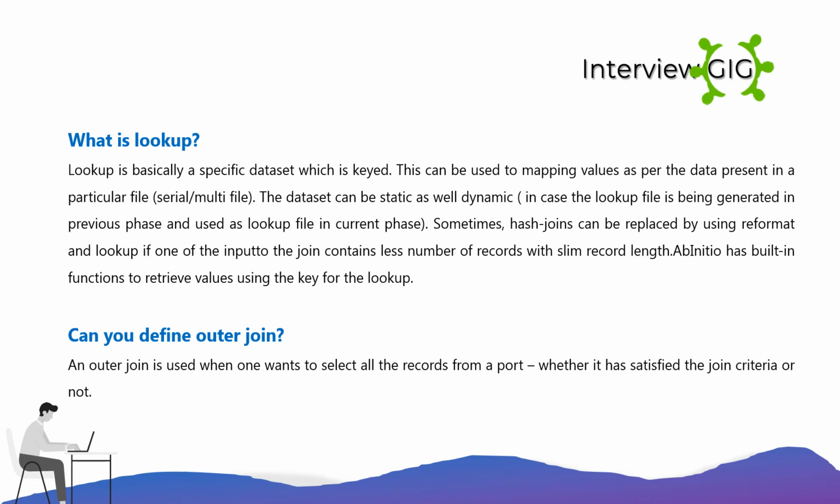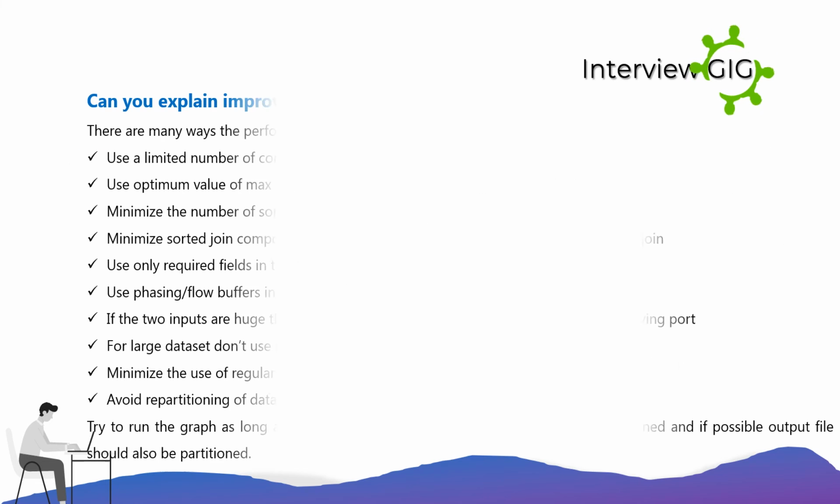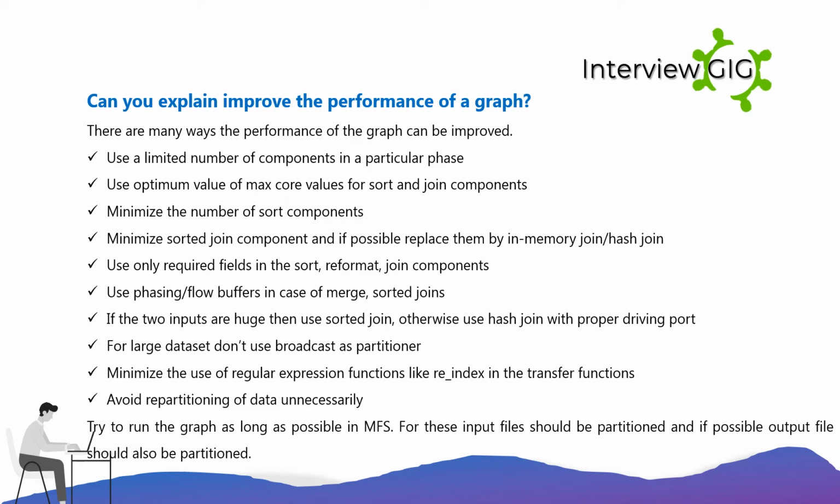Can you define an outer join? An outer join is used when one wants to select all the records from a port, whether it has satisfied the join criteria or not. Can you explain how to improve the performance of a graph? There are many ways the performance of the graph can be improved.